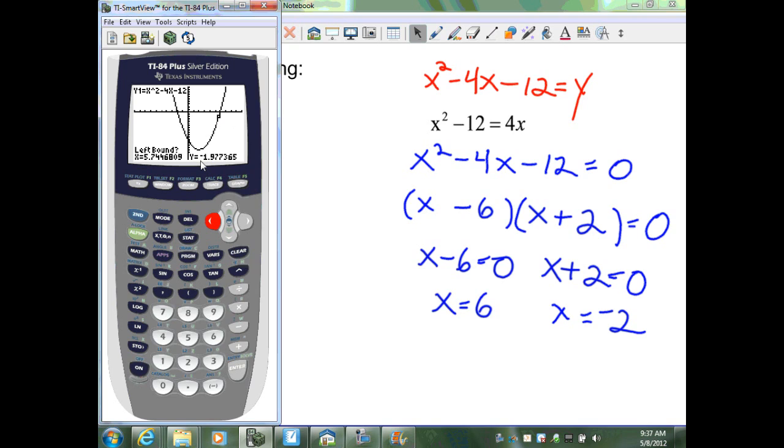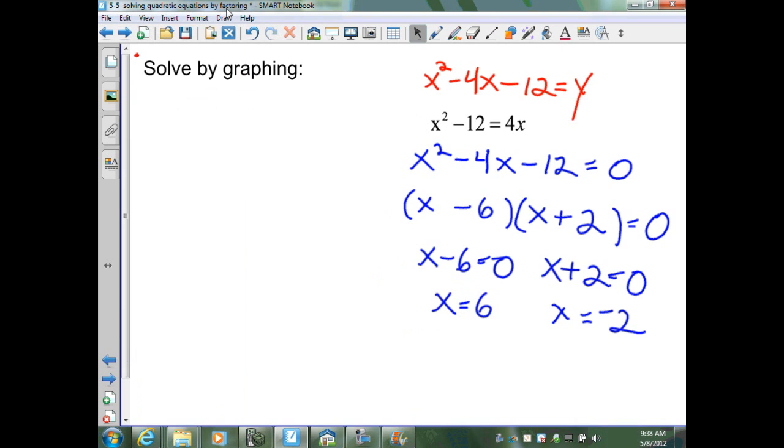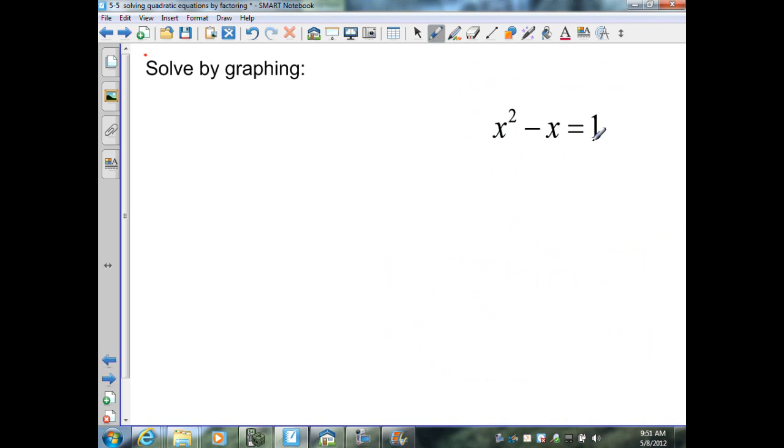So here I have a negative y. I press enter, scroll. I still have a negative y. Now I have a positive y. Press enter. It will ask you if you want it to guess. Press enter again, and it will give me 6, 0. So you can see by graphing and by factoring that I will get the same solution by using these methods.